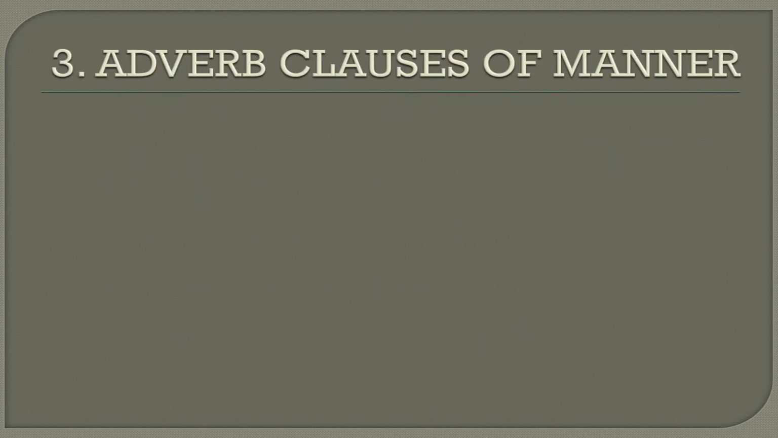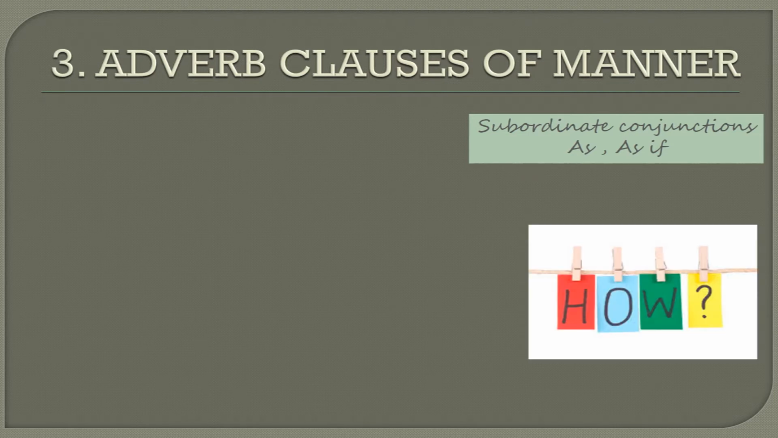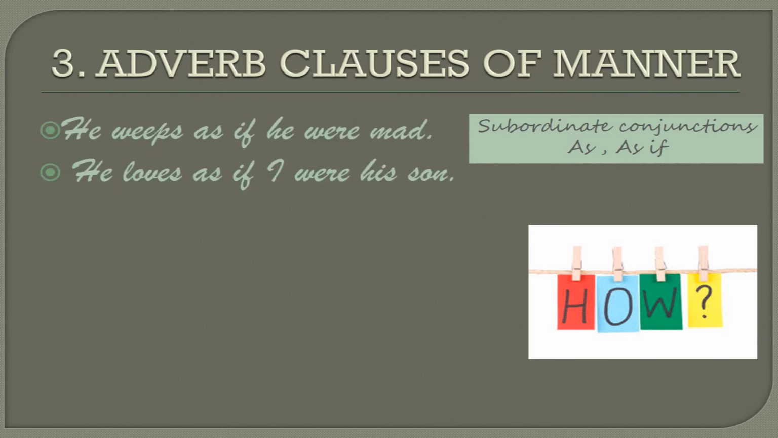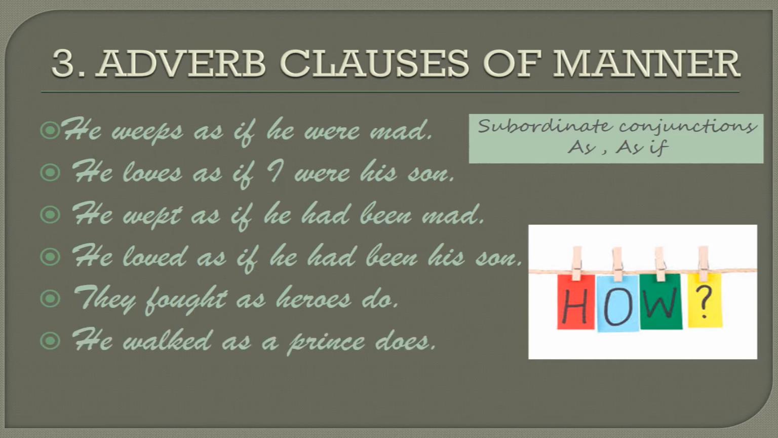Adverb clauses of manner. They are introduced by subordinate conjunctions, for example, as if, and many more. They answer the question how. For example, he weeps as if he were mad. He loves as if I were his son. He wept as if he had been mad. He loved as if he had been his son. They fought as heroes do. He walked as a prince does.